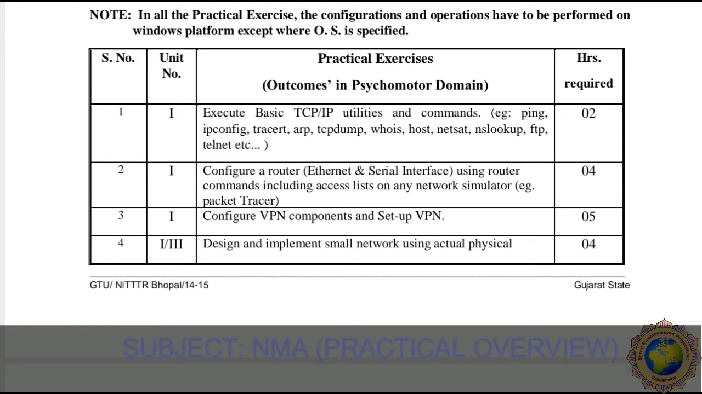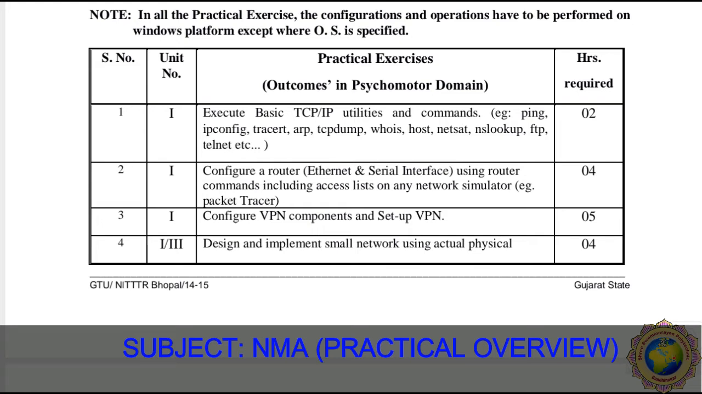Today we are going to discuss the practical session in network management and administration. Dear students, in all the practical exercises, the configuration and operation have to be performed on the Windows platform, except where the OS is specified. Here is the list of our practical exercises. The first practical is to execute basic TCP/IP utilities and commands.